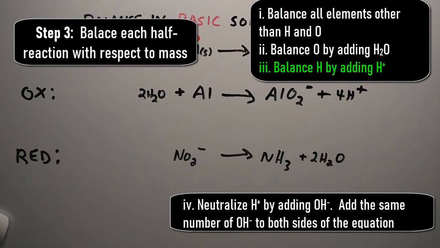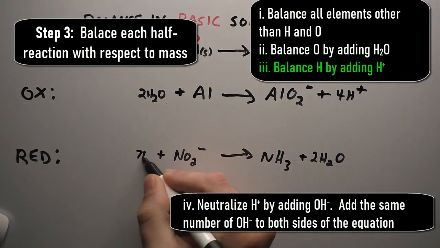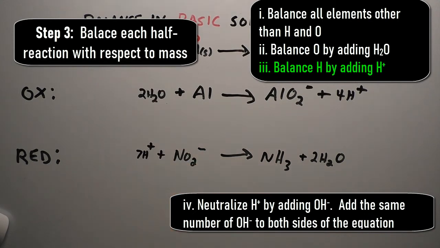And then in the case of the reduction half reaction, we have to be careful because there's 2 sources of hydrogen here. There's 3 hydrogens in ammonia, and then we have 2 times 2 or 4 hydrogens in the water. So in total we have 3 plus 4 or 7 hydrogen atoms in the products. So we need 7 H pluses.